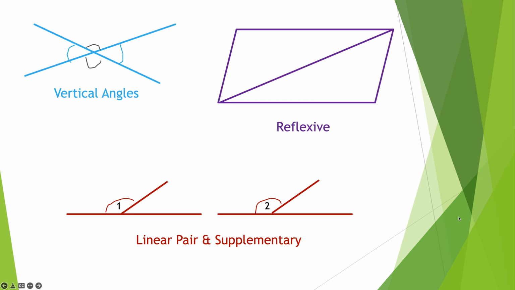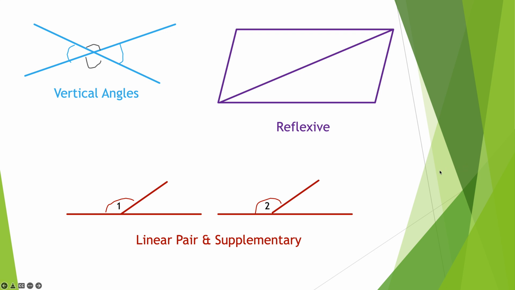What's our strategy? Step one, look at the given, use every piece of the given. Then we start looking at vertical angles. We start looking at reflexive, which is whenever they share a side or an angle in common. And then we think about, if those aren't there, linear pair and supplementary. And I think we'll address each of these before the end of the 2 classes this week.